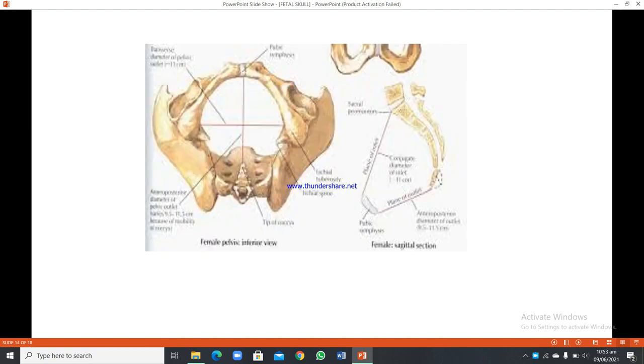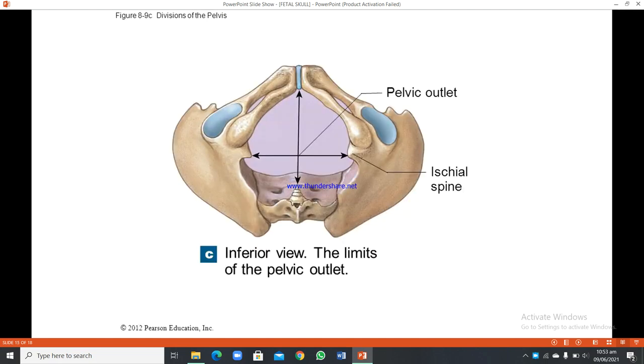Again, the diameters are shown in different pictures in different forms. In the inferior view we can see the pelvic outlet. It is anteroposteriorly broad and these are the ischial spines. Here we always see the station of the fetal head. If the head is at the level of the ischial spine, at that level we say it is the 0 station.